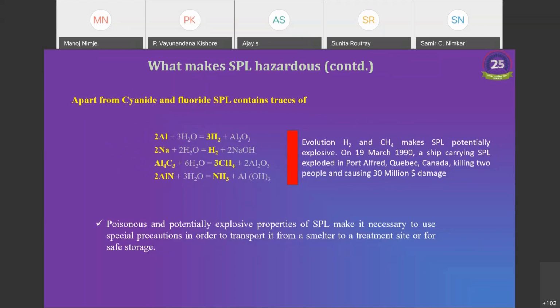On 19th March 1919, a ship carrying SPL exploded in Port Alfred, Quebec, Canada, killing 2 people and causing $30 million damage to the company. Therefore, the poisonous and potentially explosive properties of SPL make it necessary to use special precautions in order to transport it from the smelter to a treatment site or for safe storage.